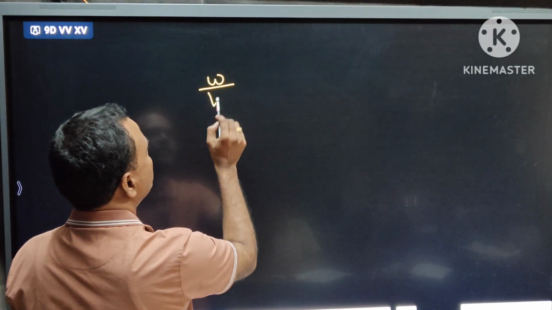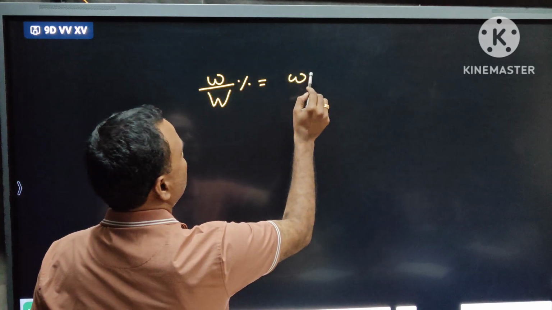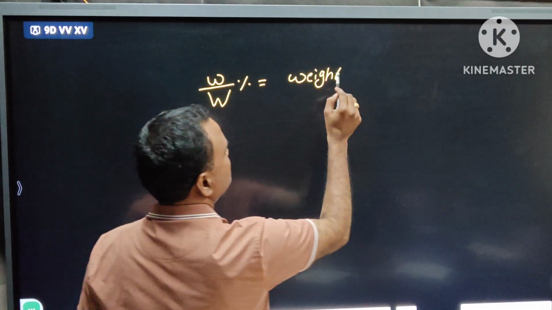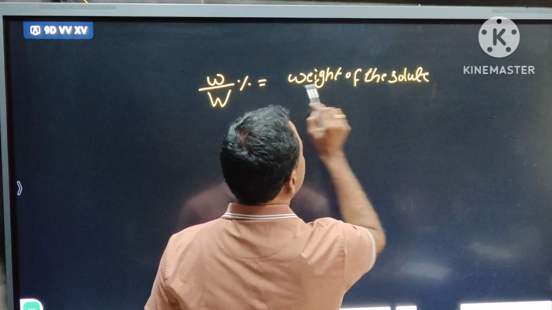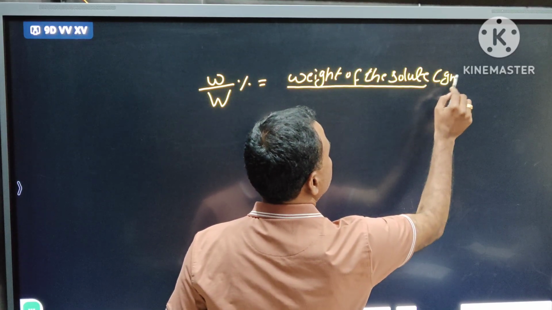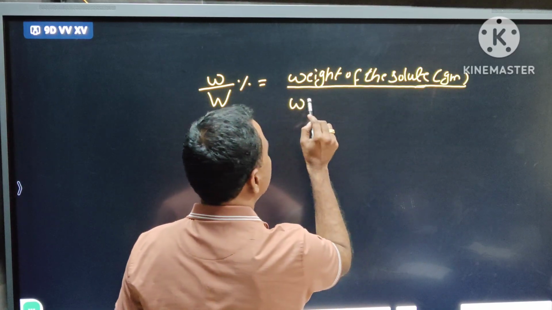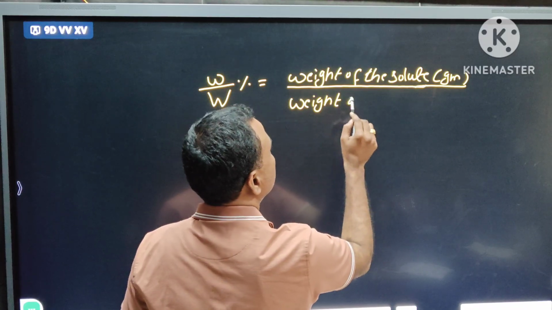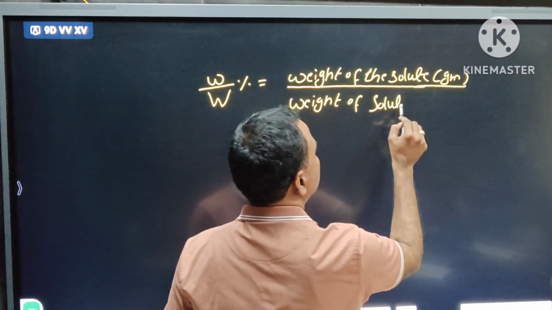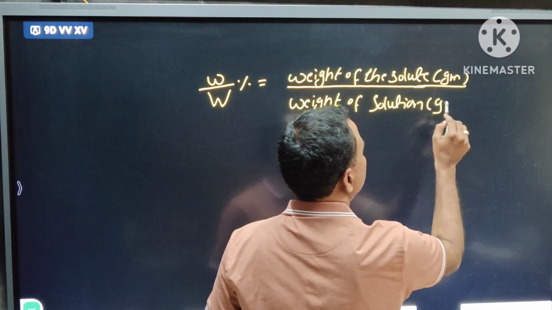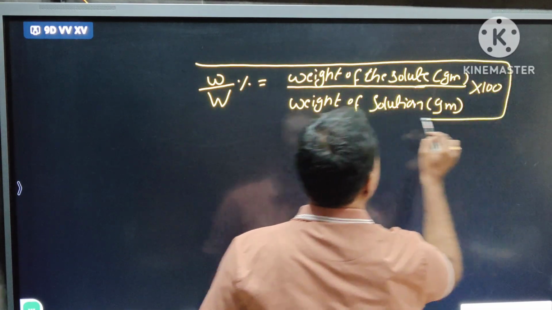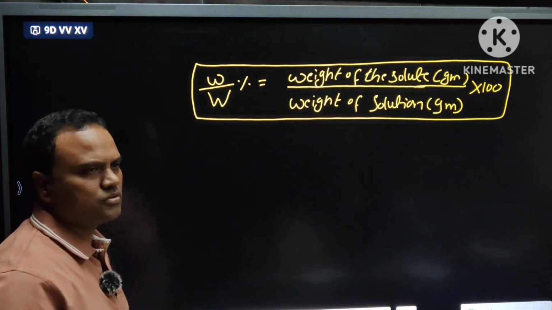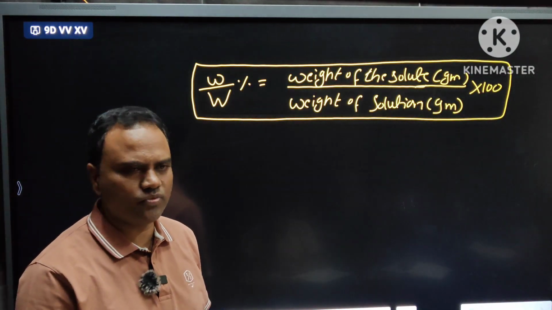See the formula for weight percent. Small w by capital W percent is equal to weight of the solute in grams divided by weight of solution in grams, into 100. This is the formula for weight percent. To calculate weight percent, we have to use this formula.